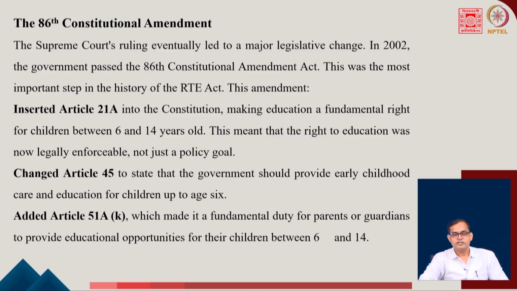It changed Article 45 to state that the government should provide early childhood care and education for children up to age 6 years. It added Article 51A(k), which made it a fundamental duty for parents or guardians to provide educational opportunities for their children between 6 to 14 years old.